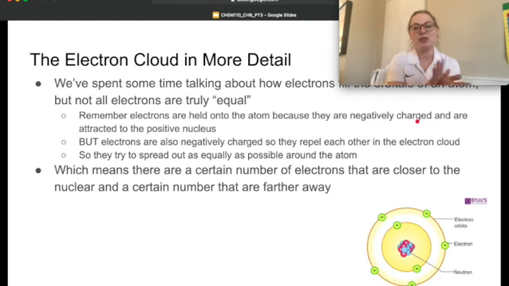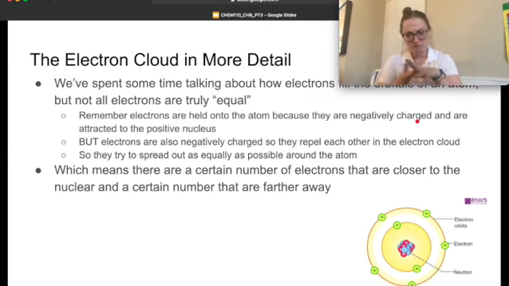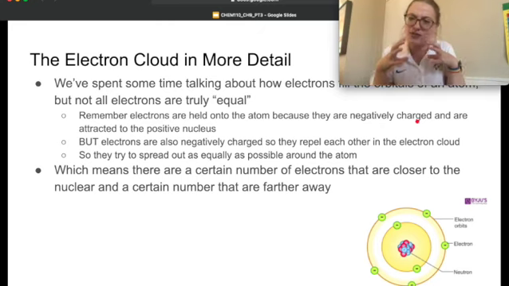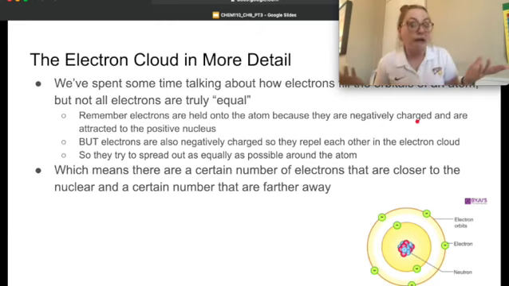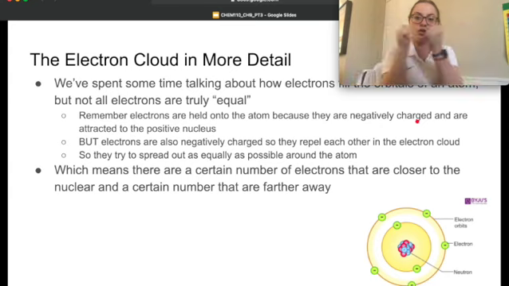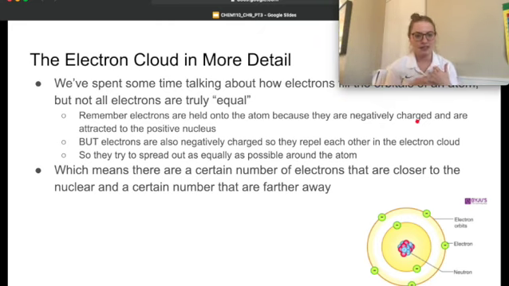So we've spent some time talking about how electrons lie in these orbitals in the electron cloud, but not all electrons are truly equal. Remember, all electrons are held onto the atom because they're negatively charged and that nucleus is positively charged. That positive-negative attraction holds the electrons onto the atom. But electrons are also negatively charged, and if they're around other electrons, they're going to repel each other apart. You're not going to be able to bring them fully together. They try to stay as spread out as they can, and that's what the orbitals are telling us.